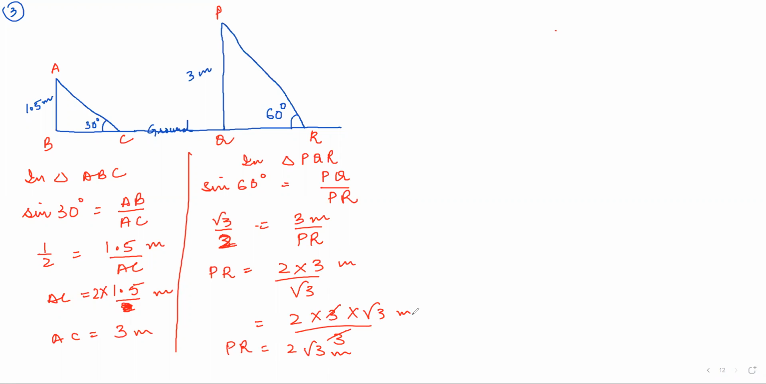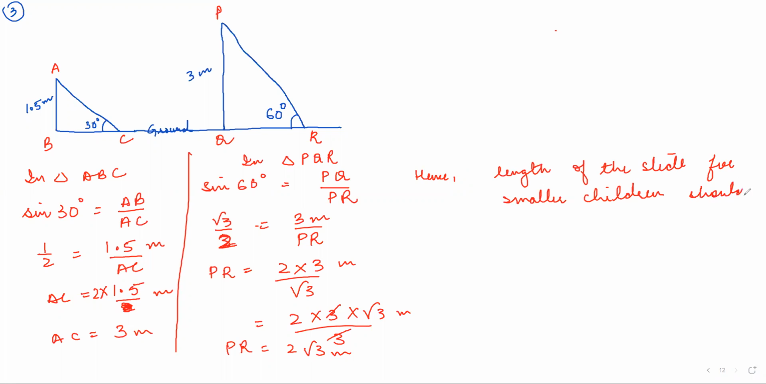So you can always conclude with a line, right? So hence, length of the slide for smaller children should be 3 meter, right? And length of the slide for elder children is 2 root 3 meter.